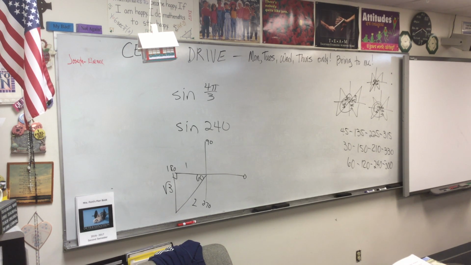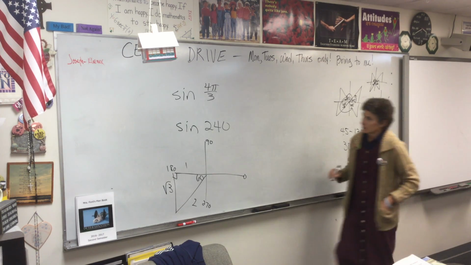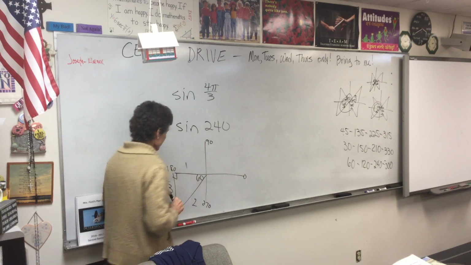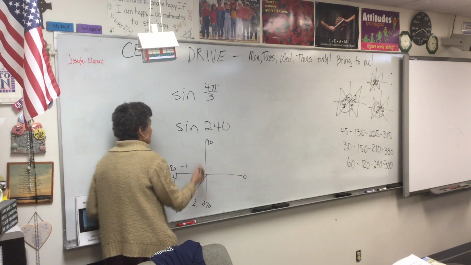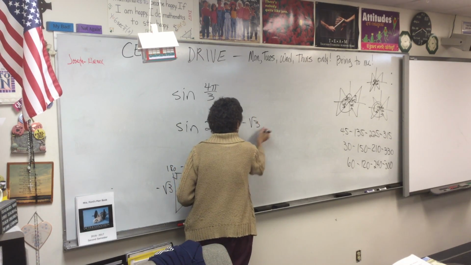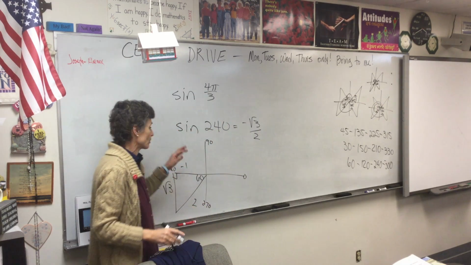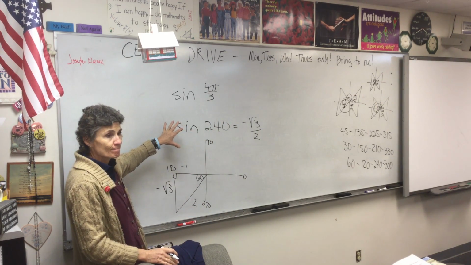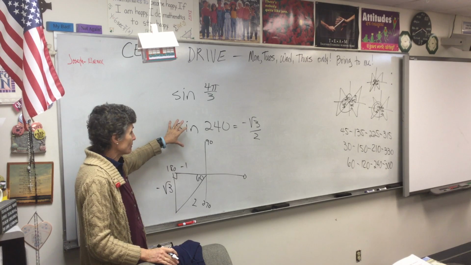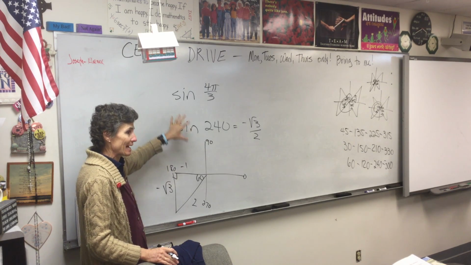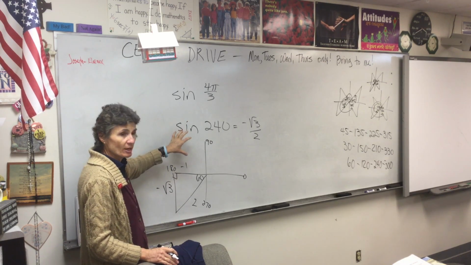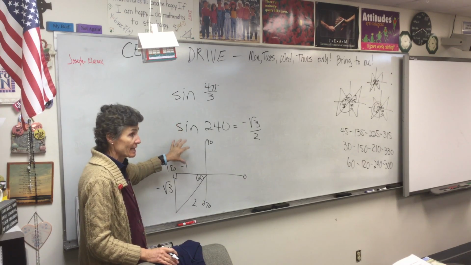Alright, so what's the answer? Negative root 3 over 2. These are both negative, so the sine is negative root 3 over 2. I can't even remember who asked me that question, but you have it now? Yeah. Everybody had a question on your quiz like that. The test is going to have 4 or 5 or 6 of them like that.